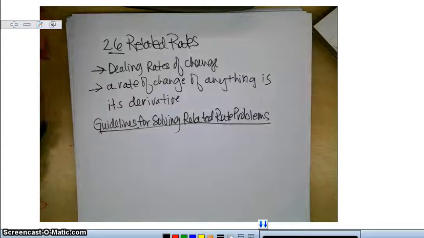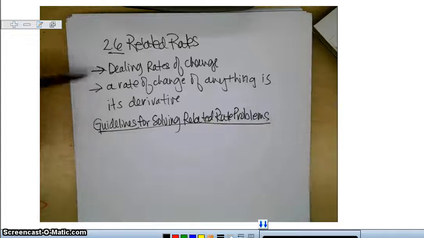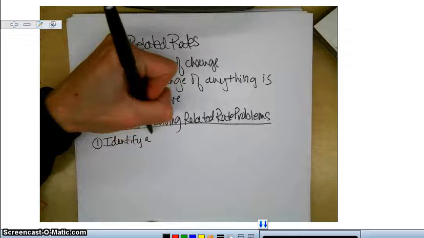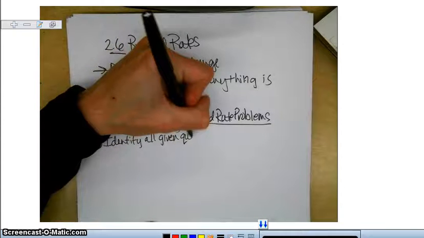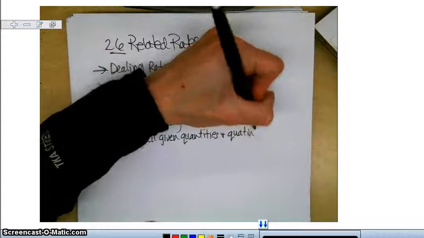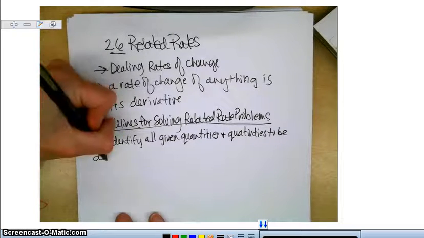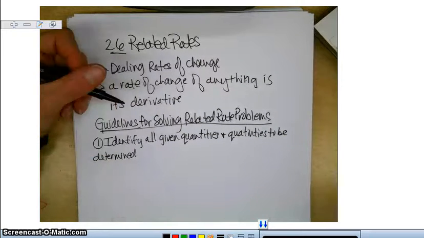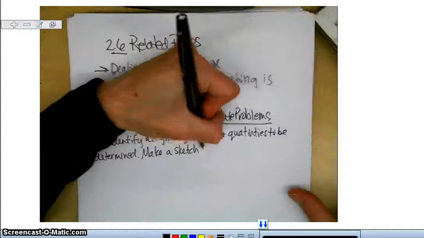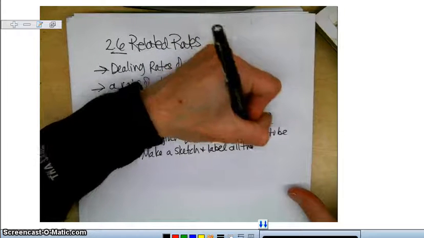Better? Okay. So, related rates problems, we're dealing with rates of change. A rate of change of anything is its derivative. So here are the guidelines. First of all, identify all given quantities and quantities to be determined. Make a sketch and label all the quantities.